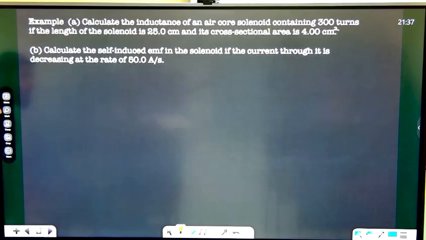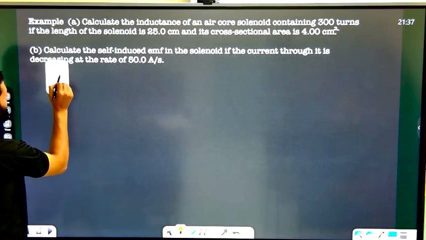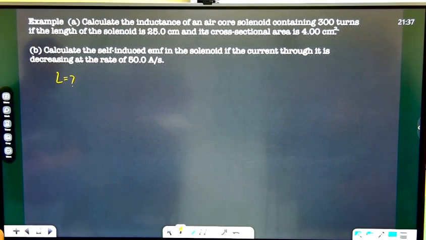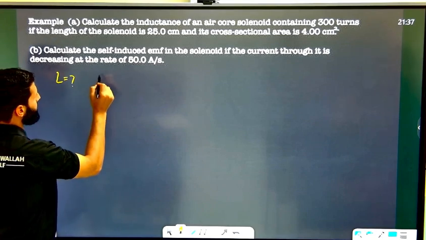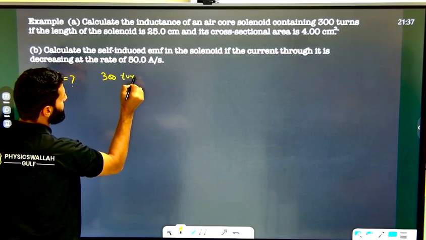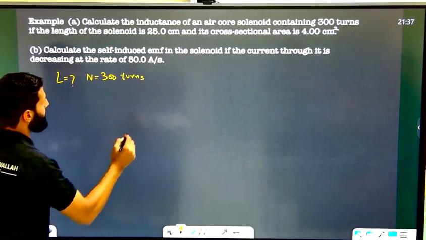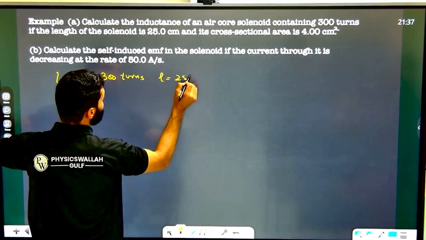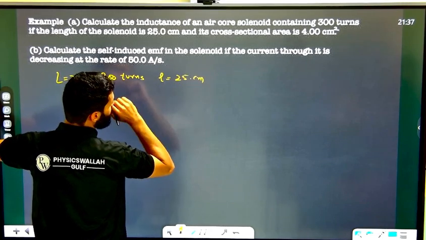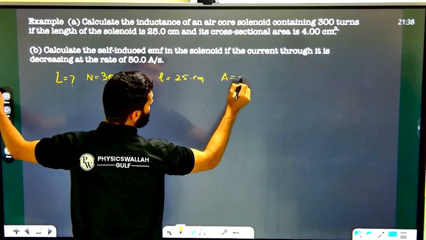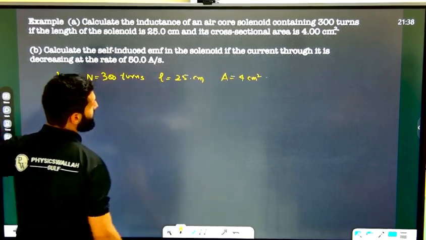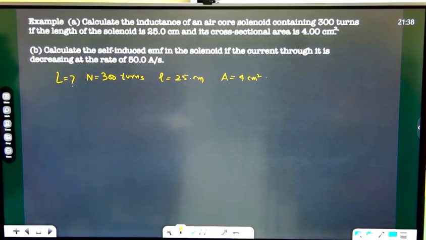Can you try this question now? Calculate the inductance of an air-core solenoid. L we have to find. It contains 300 turns, capital N is 300 turns. The length of the solenoid is 25 centimeters and its cross-sectional area is 4 centimeter square. Try it. Very easy.